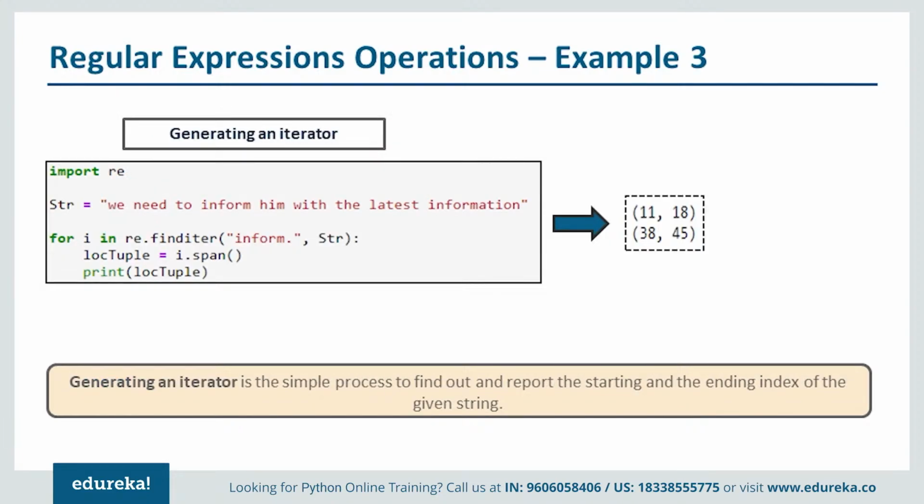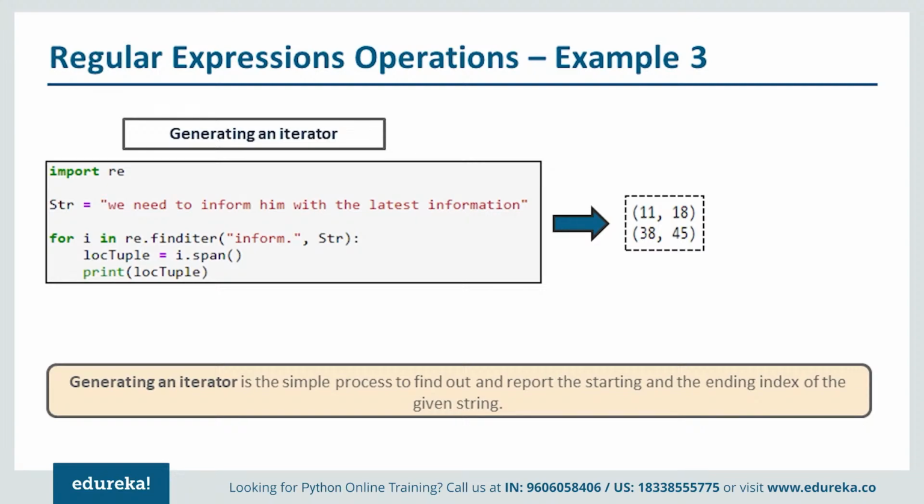Similarly, here we try to use the finditer. An iterator is something which will search for a particular string, but in return it only gives you the index value where the string is present and what the ending point is. Now in this case we have the keyword inform mentioned twice.